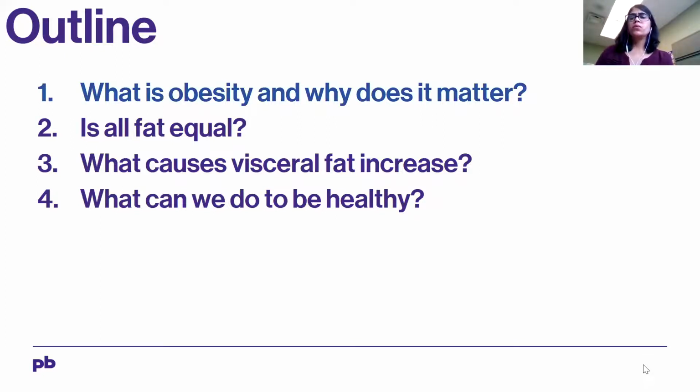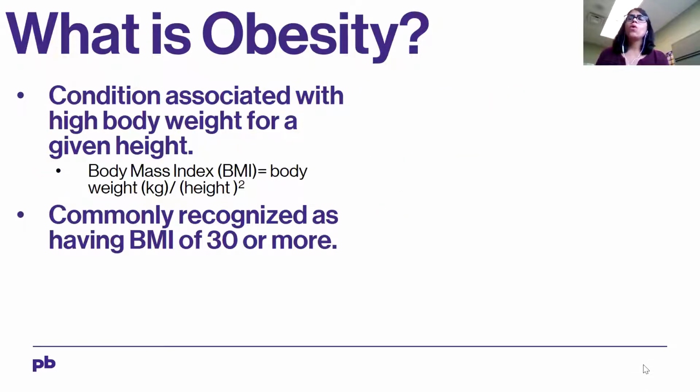So let's get started with the first one and try and define what obesity is. Obesity can be defined as a condition associated with high body weight for a given height. This directly leads from the index used to determine adiposity or obesity. And the most commonly recognized obesity is when you have a BMI of 30 or more.